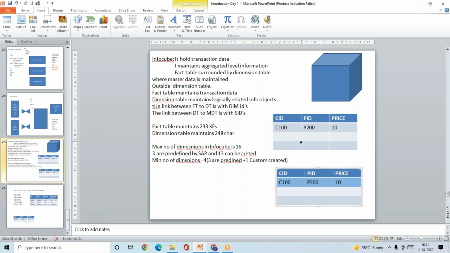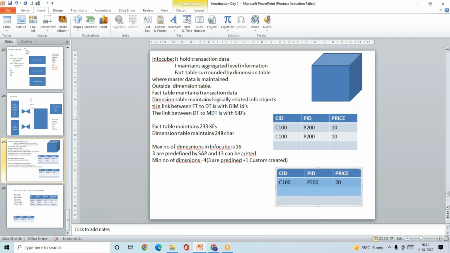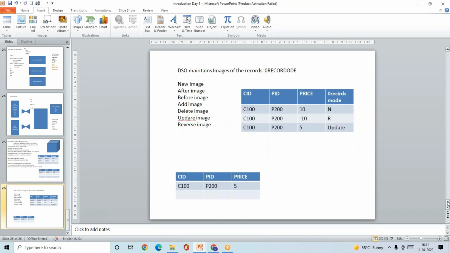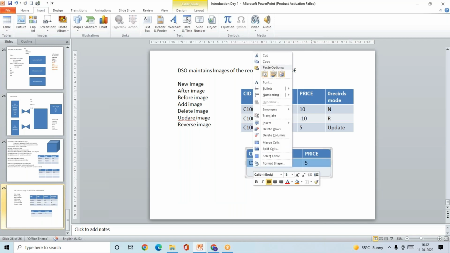Okay, but in the info cube, if you try to load, it will load the same record. At the report level, when you generate the report, what will you get? In this case, the report will be 20. This will be your report. Whereas in this case, what will be my report? This is my report. When I generate the report, this will be my report.